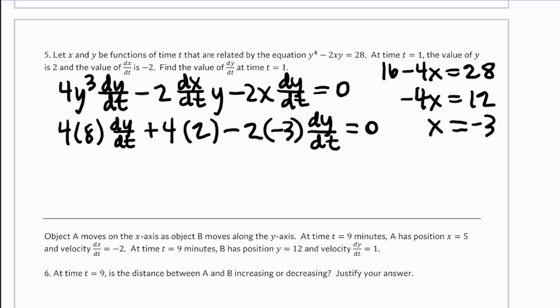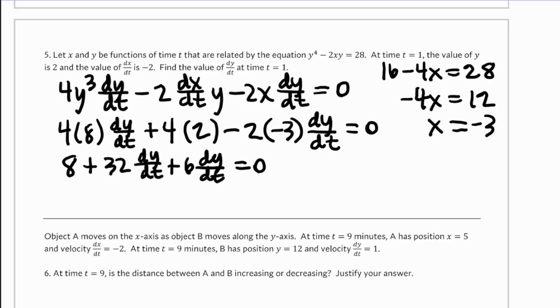Okay, now I'm going to just start collecting some stuff. 8 plus 32 dy dt plus 6 dy dt, that's equal to 0. Okay, sure. Alright, so I've got 38 dy dt equals -8.